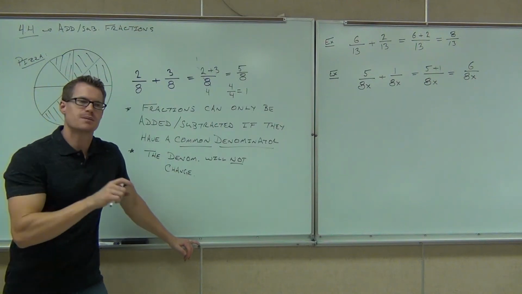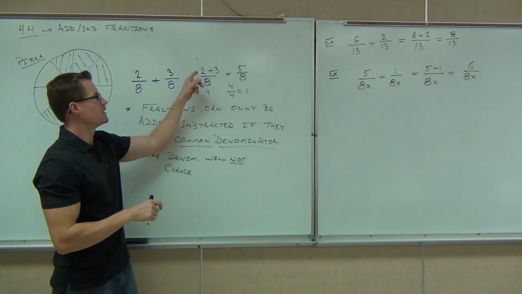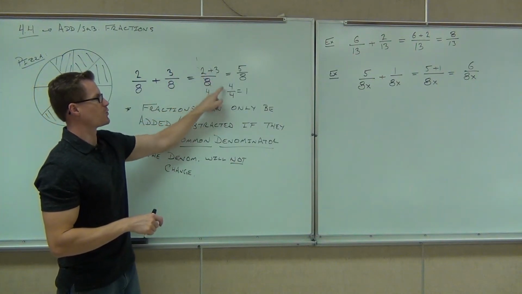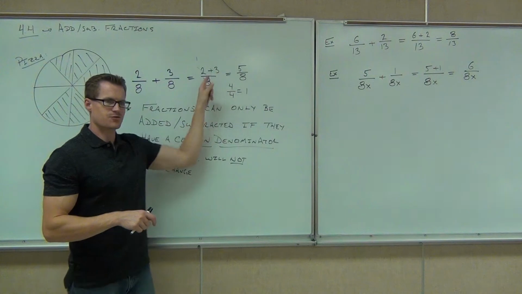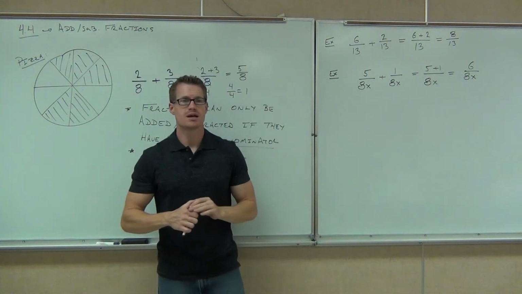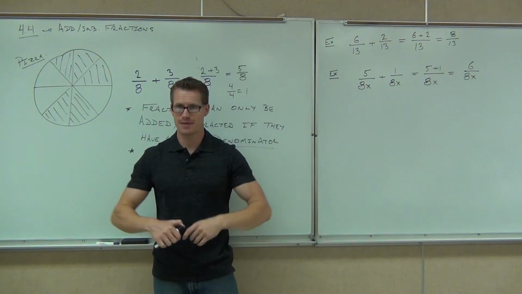If you try to do the same thing with addition that you did with multiplication, which is simplify the 2 and the 8, you get 1, you get 4. 1 plus 3 is 4. 4 is 4. This fraction says 1. This fraction says she had 2 pieces, he had 3 pieces out of 8, and they ate the whole pizza.